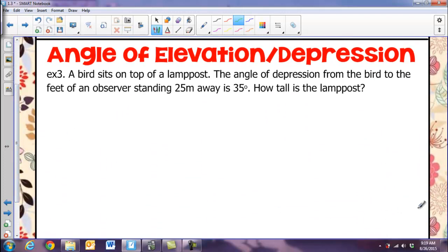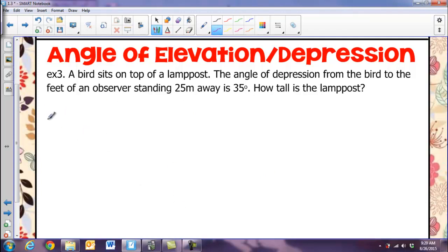A bird sits on top of a lamppost. The angle of depression from the bird to the feet of an observer standing 25 meters away is 35 degrees. How tall is the lamppost? So I'm going to tell you here, you need to draw a diagram. I don't care if you're an artist, draw yourself. I'm not an artist. I'm going to already give myself that disclaimer.